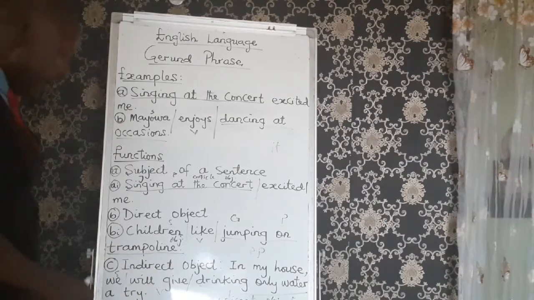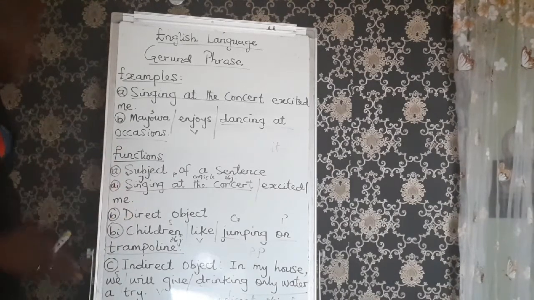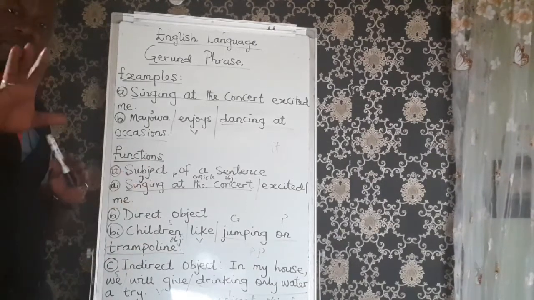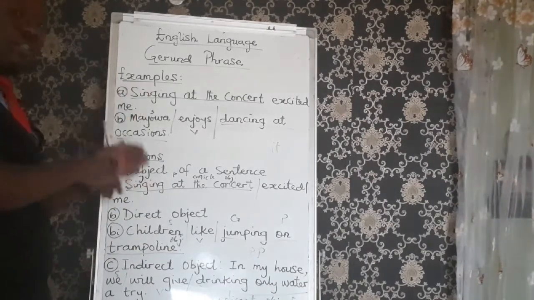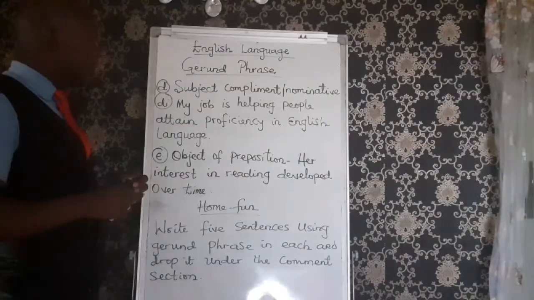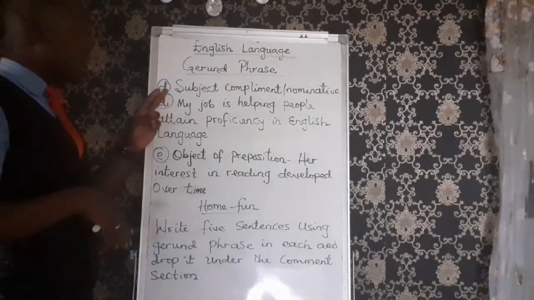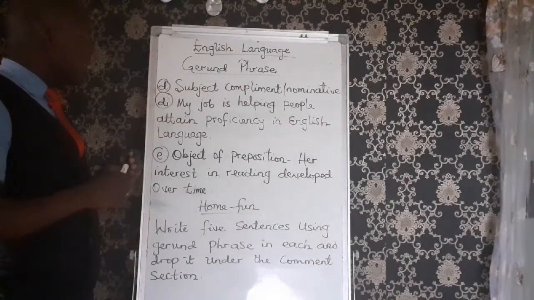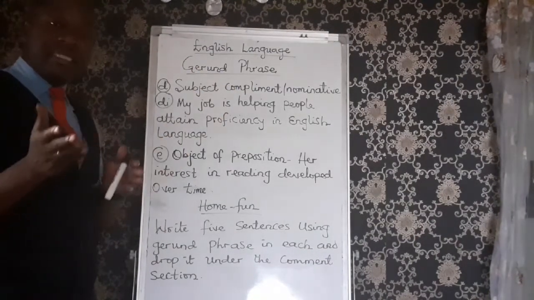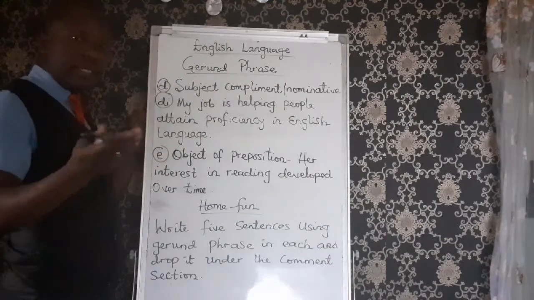It makes sense. Okay. So we actually have 5 functions of gerund phrases. We've talked about 3 now. We're going to the last 2, after which I'll give you an exercise to test your understanding of the class so far. All right. We've talked about 3 functions of gerunds. We're going to the 4th one now. The 4th one is subject complement or predicate nominative.